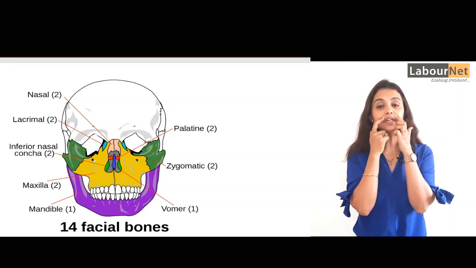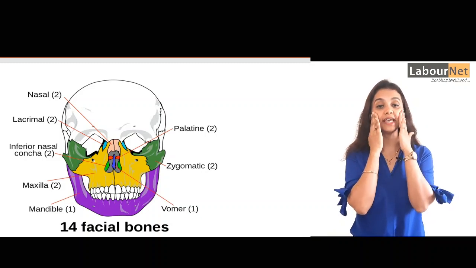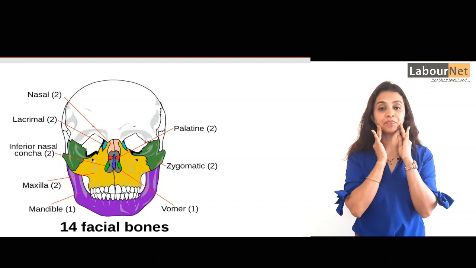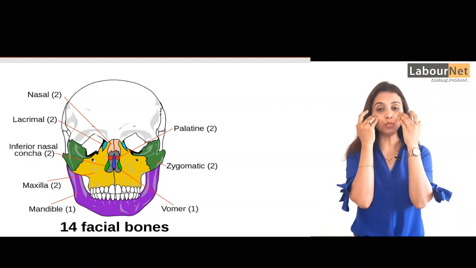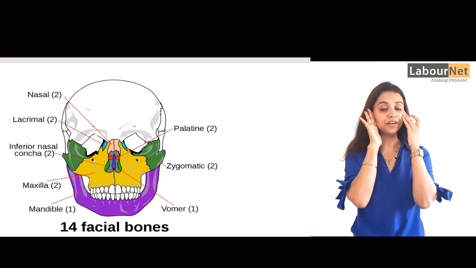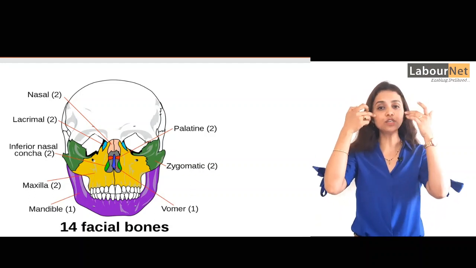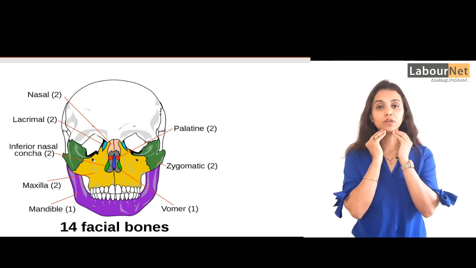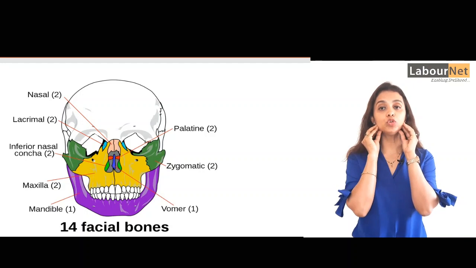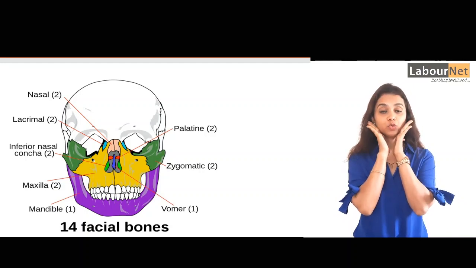The maxilla articulate means attached with every bone in the face except for the mandible. Then is zygomatic. These 2 bones are the cheekbones and form part of the lateral wall and the floor of the orbit. Orbit means the circular shape bone. Mandible, this is the lower jaw. It is the only movable bone of the skull and is also the largest and strongest facial bone.